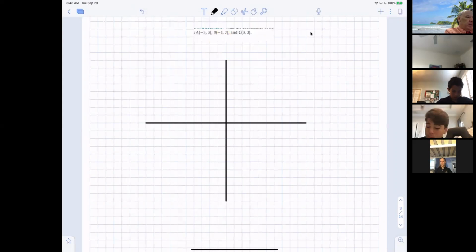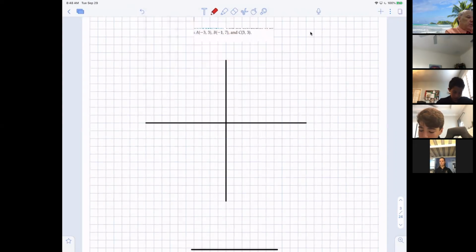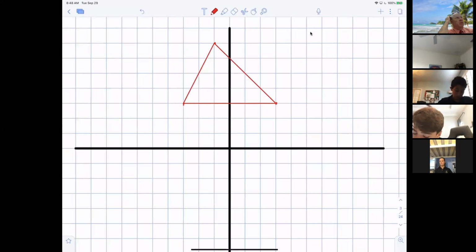So -3, 3, let's plot that. And you should try to use smaller dots. -1, 7, 1, 2, and then 3, 3. Now, the reason why this one's a little bit easier is because you should be able to see right away one of the altitudes.